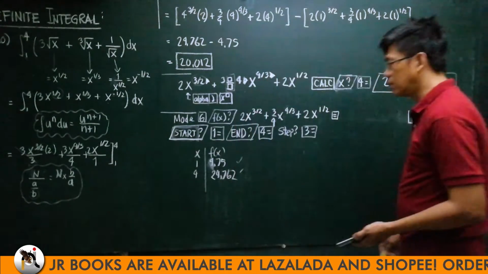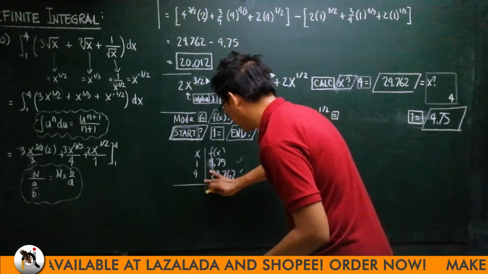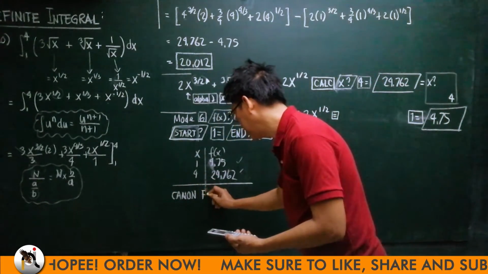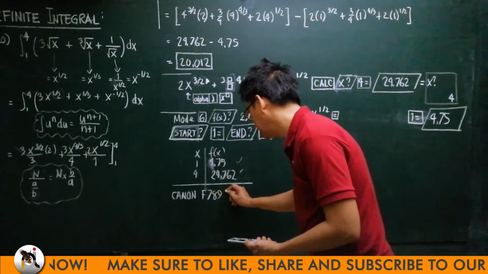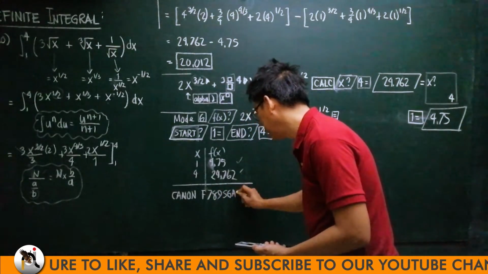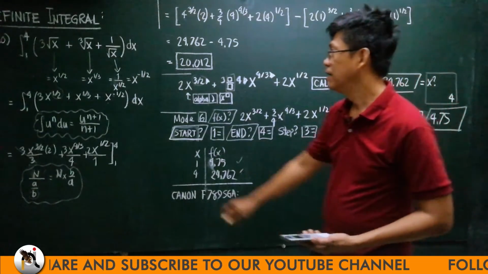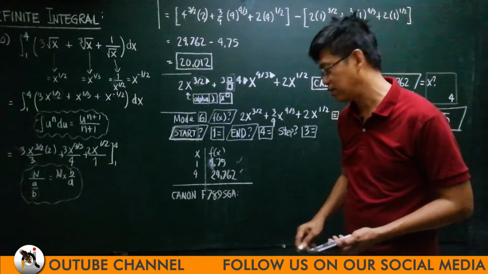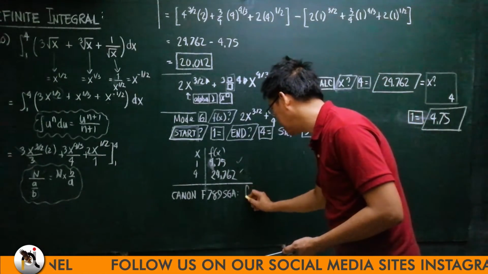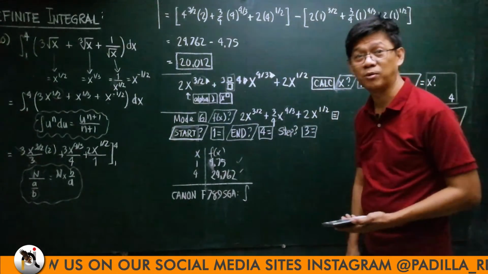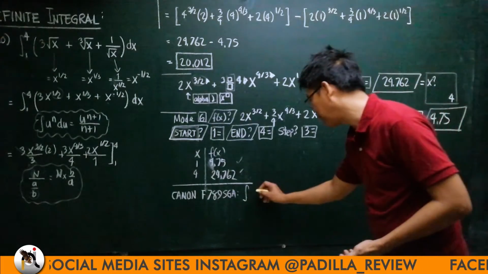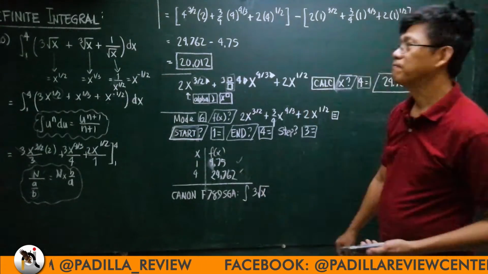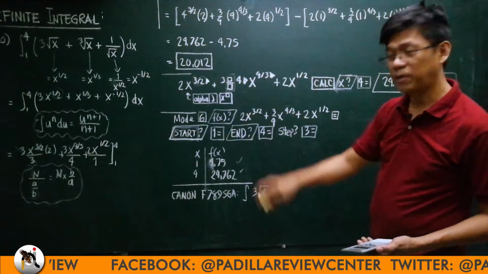Alright. So, if you are allowed to use calculator in Canon F789 SGA model, this is how you do it. You can do the definite integration using your calculator. Just press integral symbol, then input the function 3 square root of x plus cube root of x.